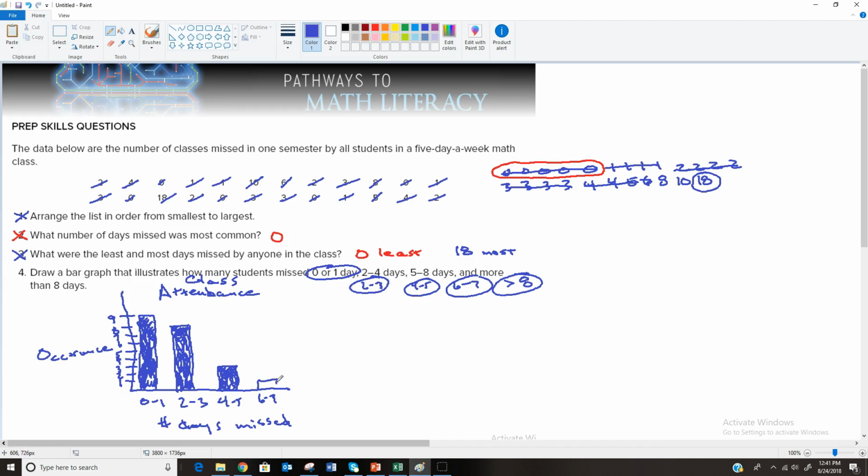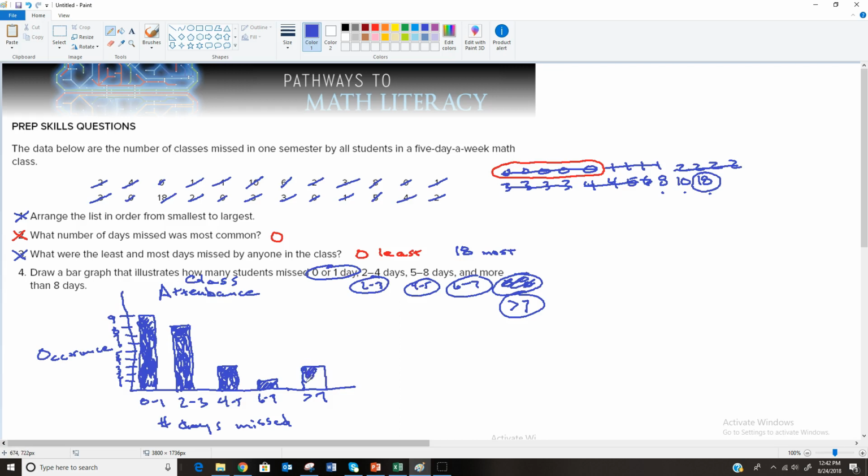So we'll mark that. And then we had greater than 8. And greater than, I'm sorry, this should actually be greater than 7. Because the way that I have it written, I actually don't have any place for 8, because 8 wouldn't be greater than 8 and it wouldn't be 6 or 7. So this would technically be greater than 7. And so greater than 7 would be these 3 people that had the 8, 9, 10, and 18 absences, so that would be 3 students.